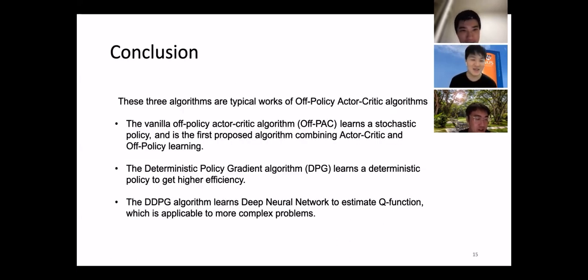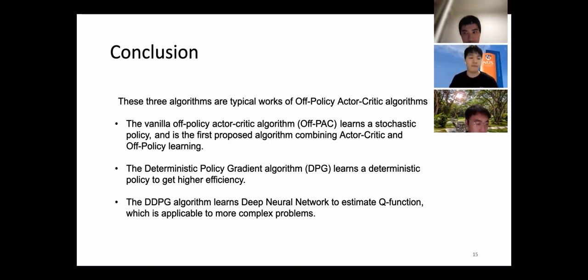Here we reach the conclusion part. The three algorithms are typical works of off-policy actor-critic algorithms. The vanilla off-policy actor-critic algorithm learns a stochastic policy, and is the first proposed algorithm combining actor-critic and off-policy learning.